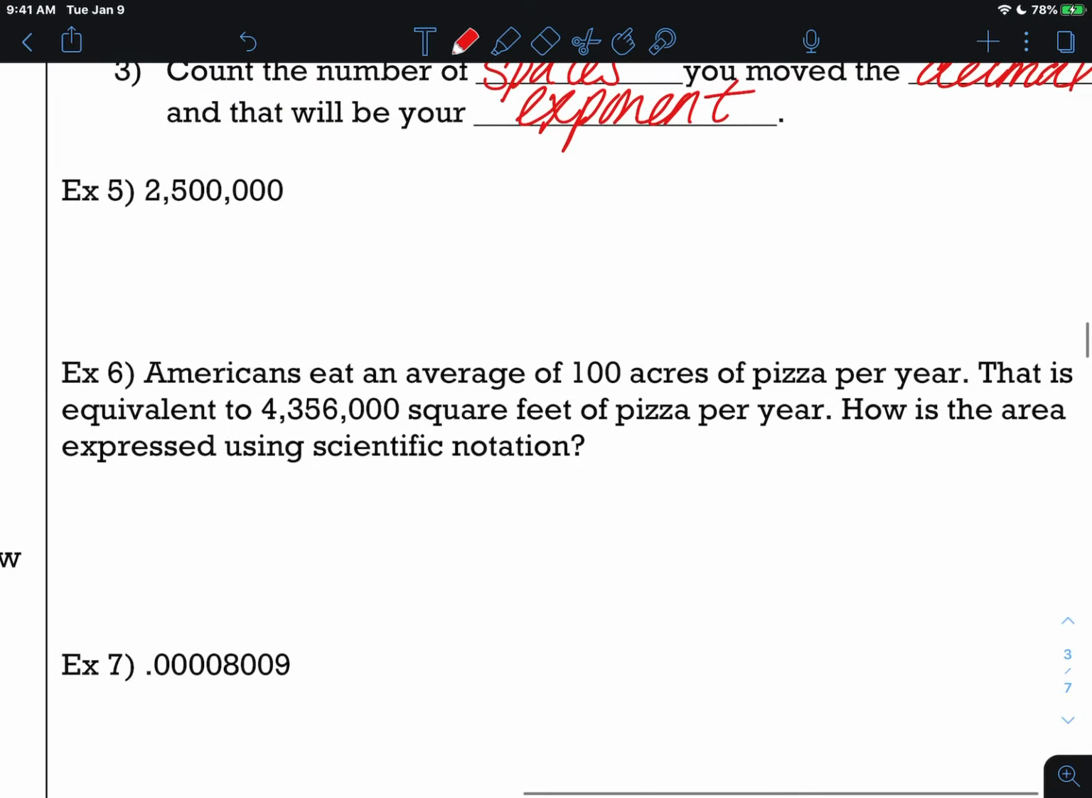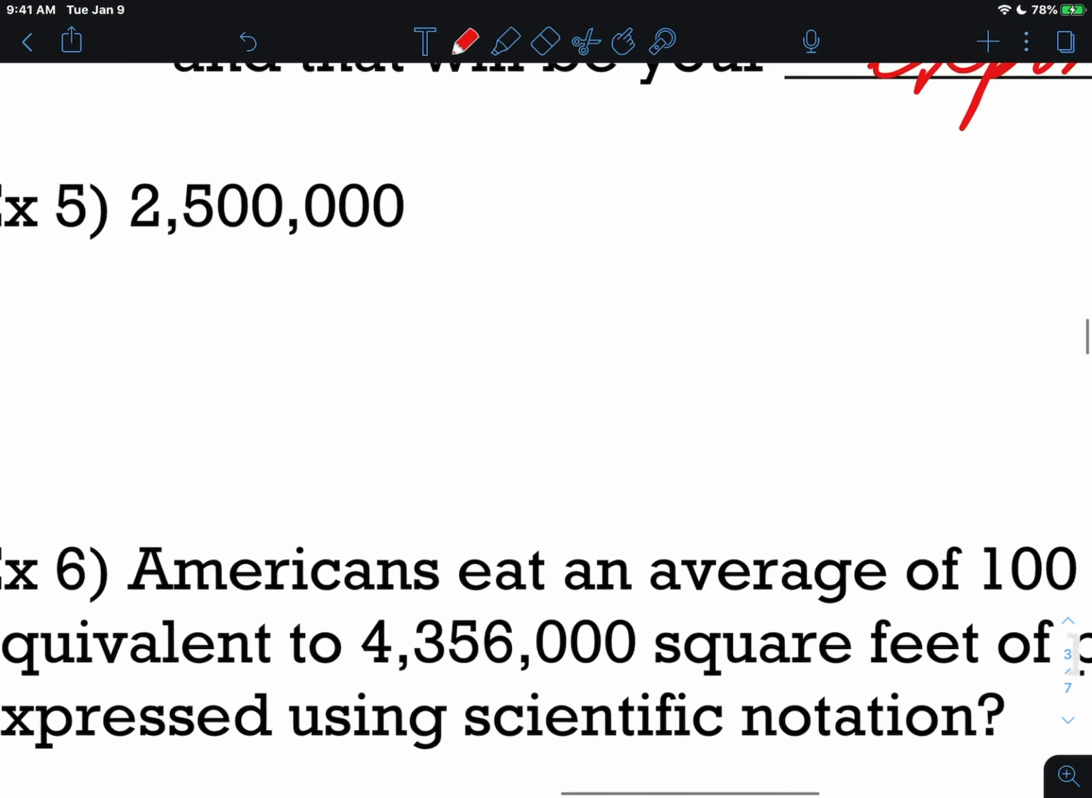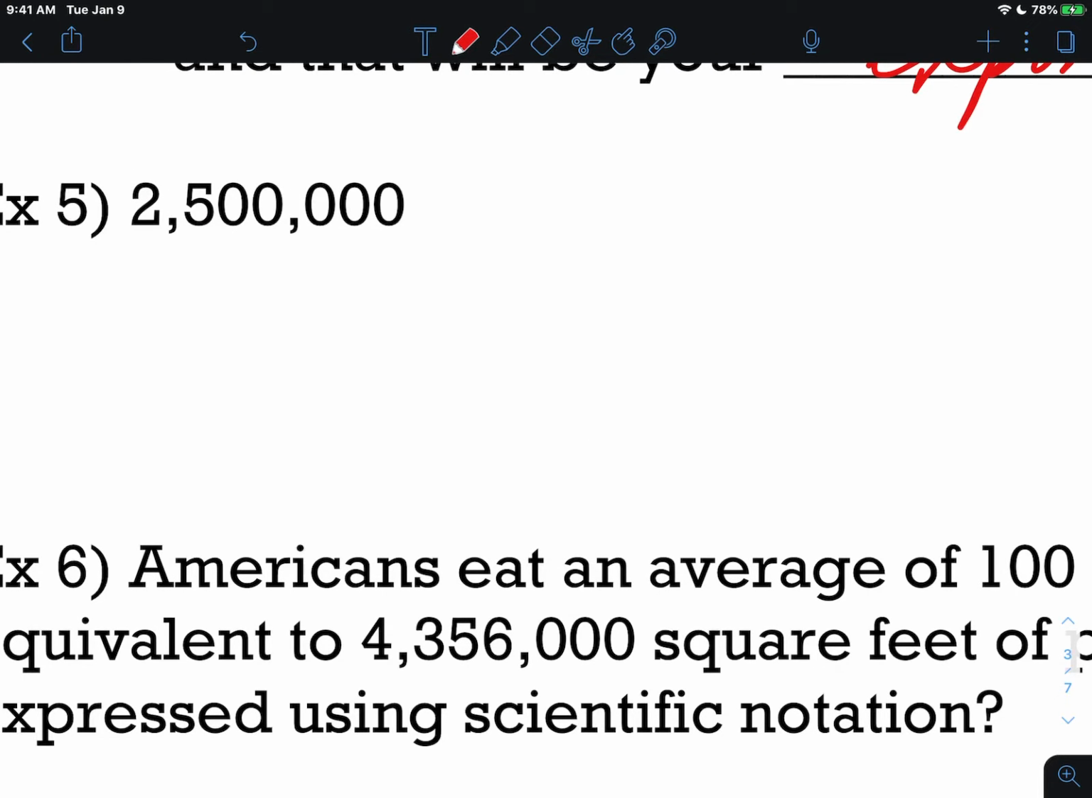Okay, so let's take a look at this first example. So first thing, I'm looking at this and I say, okay, is that a big number, small number? That's a big number. So it should be positive. Okay, now I'm going to identify where my decimal is. Well, I don't see one here. So where could it be? Well, if you don't see one, it's right there at the very end. They just didn't write it. Because technically this is 2,500,000.00000, right? So we know that our decimal is at the very end.